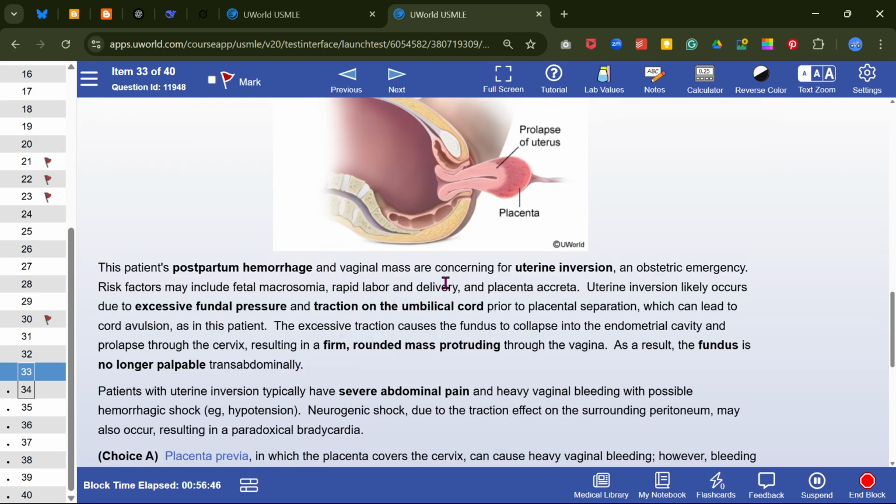So these patients' postpartum hemorrhage and vaginal mass are concerning for uterine inversion, an obstetric emergency. Uterine inversion risk factors may include fetal macrosomia, rapid labor and delivery, and placenta accreta.